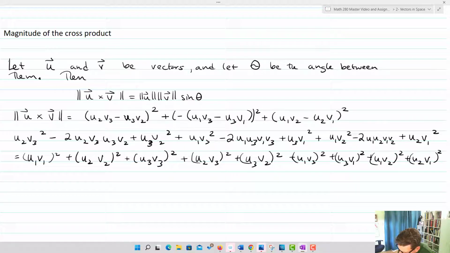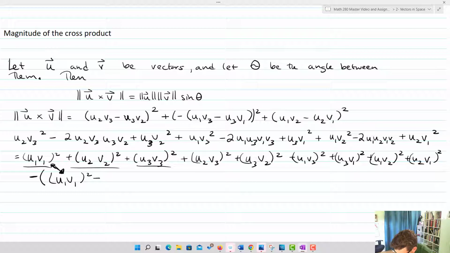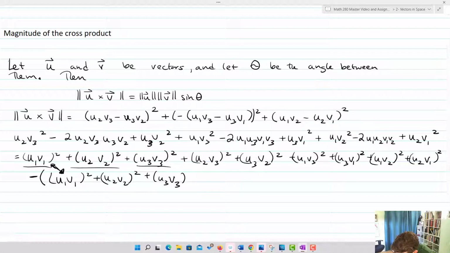And then we're going to subtract these three terms, because we added them, so we've also got to subtract them. So we're going to get minus u1 v1 squared. That actually cancels these two. Great, because that's what I added in, so I don't want to add something that I didn't already have. Plus u2 v2 squared plus u3 v3 squared.